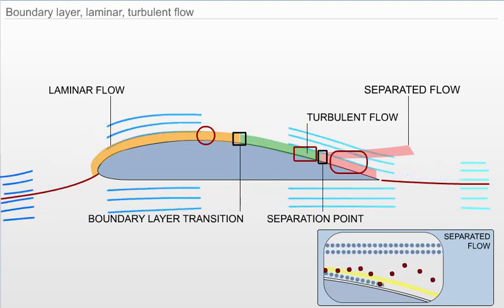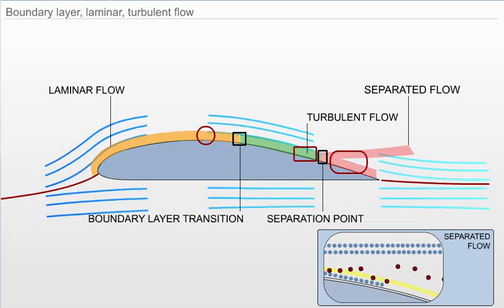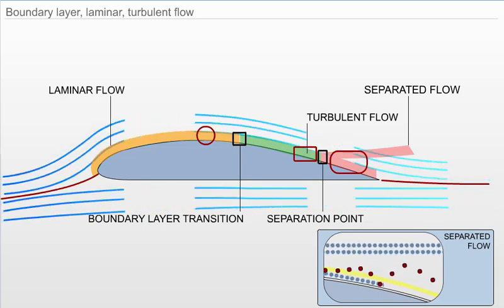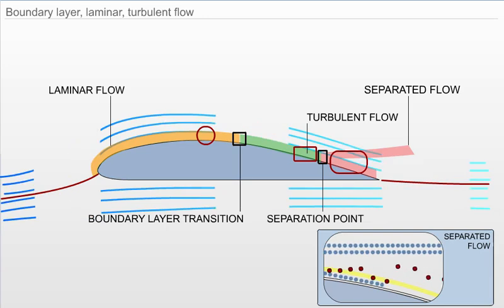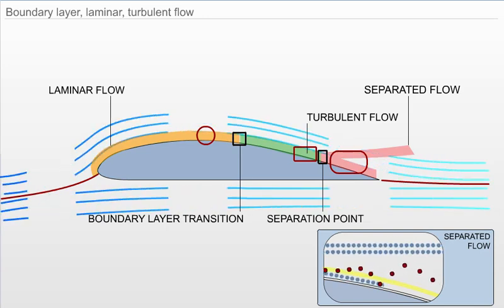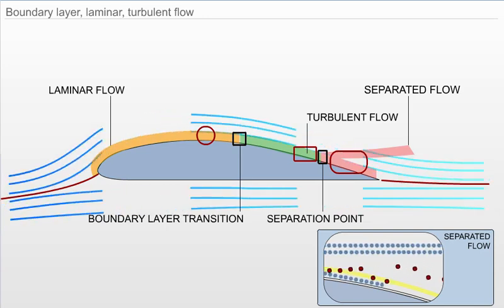Aircraft designers try to keep this region of separation rather small and near the trailing edge. In order to make a wing develop a lot of lift without stalling, it helps to minimize the amount of separation.